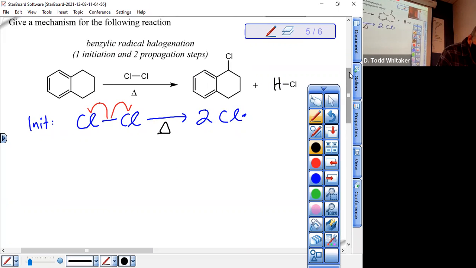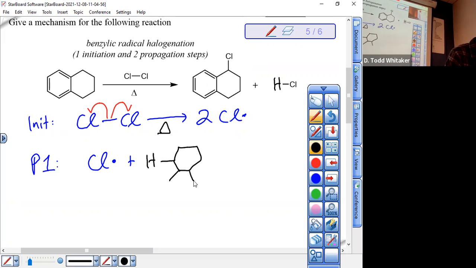Next up, we got to make HCl. P1. Cl dot, got to get an H from somewhere. It's from the benzylic position. Remember, benzylic is a carbon 1 away from benzene. That definitely qualifies right there. It makes very stable radicals. They can resonate with the benzene. That's why the numbers are so low for breaking this bond.